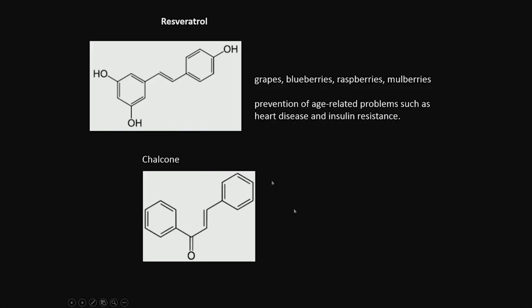Resveratrol, it is found in grapes, blueberries, raspberries. It is supposed to have antioxidant activity, it has very good prevention related to age related problems, heart disease, insulin. So, a lot of things are there. So, I want you guys to practice it, or we can even check it out here. Look at the SMILES notation of this. We can look at the SMILES notation of chalcones also. Okay. So, let us try that.